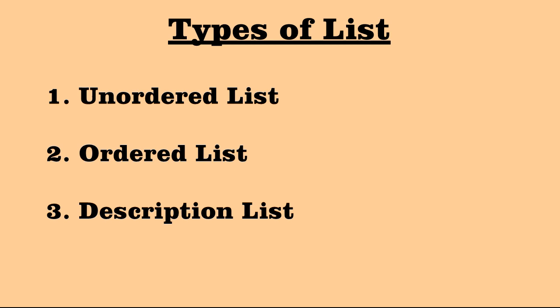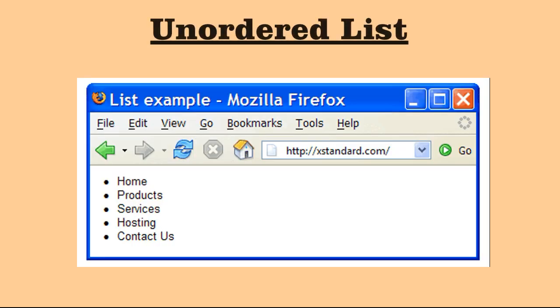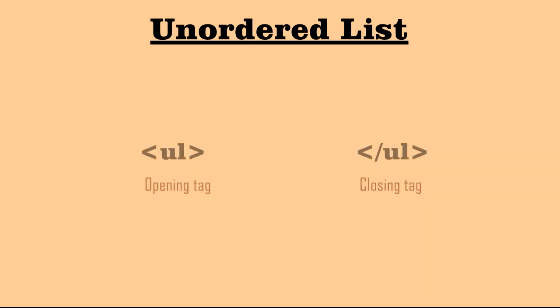The types of list that HTML provides are unordered list, ordered list, and description list. First we'll talk about unordered list. By the name itself, it is clear that unordered list is a list which does not contain any particular sequence. Or we can say that an unordered list is used when the items are not to be displayed in any particular sequence. The list begins and ends with the tags UL and /UL.